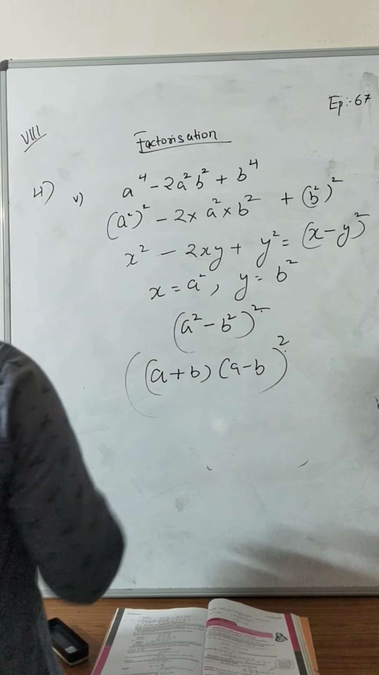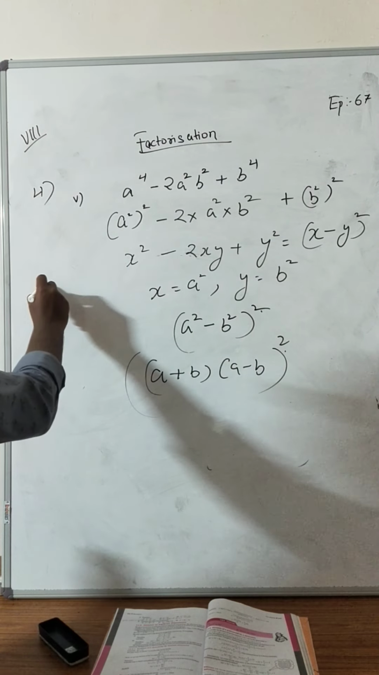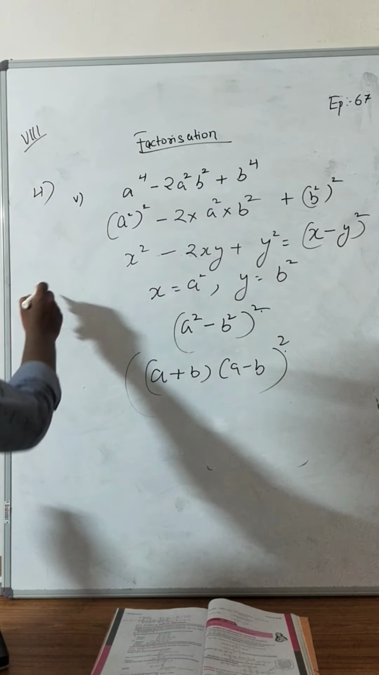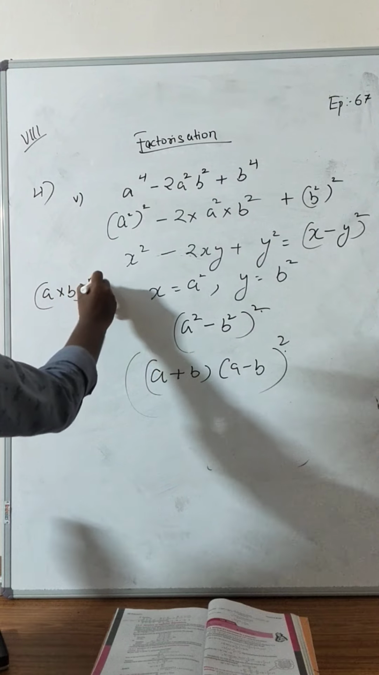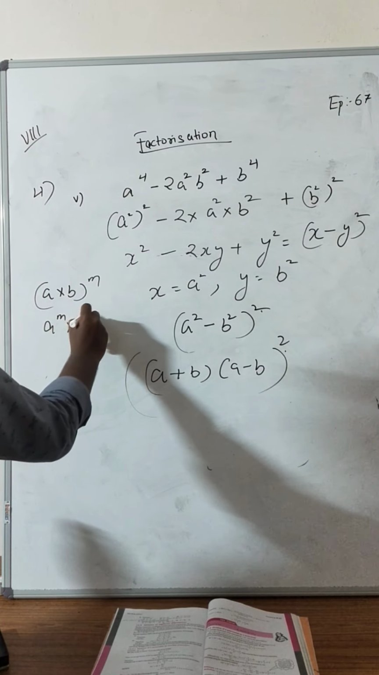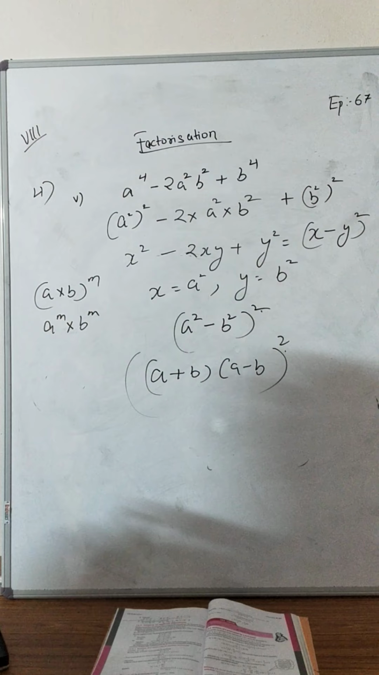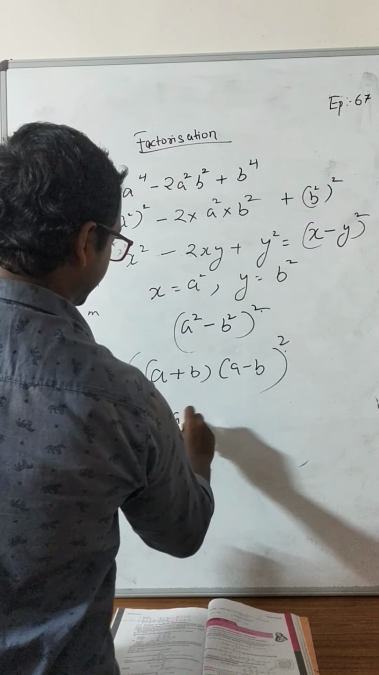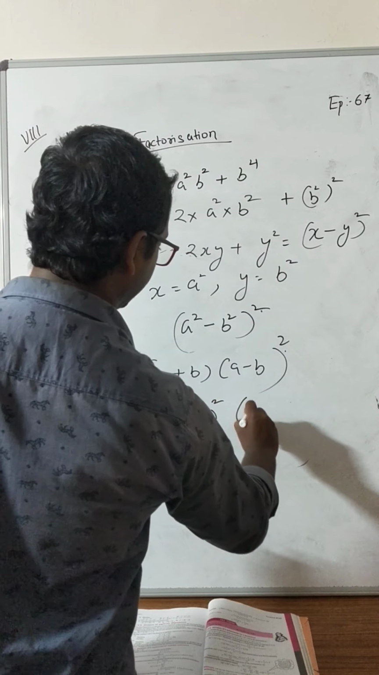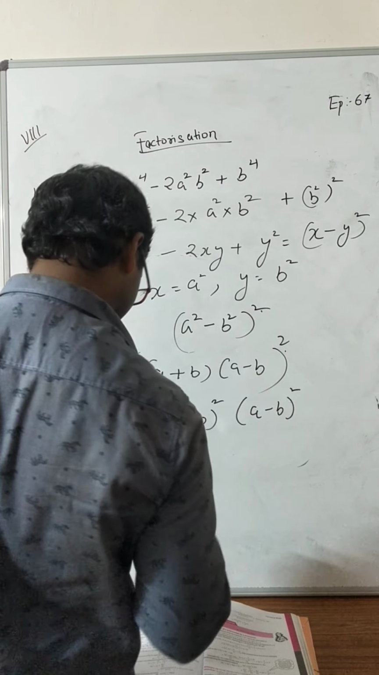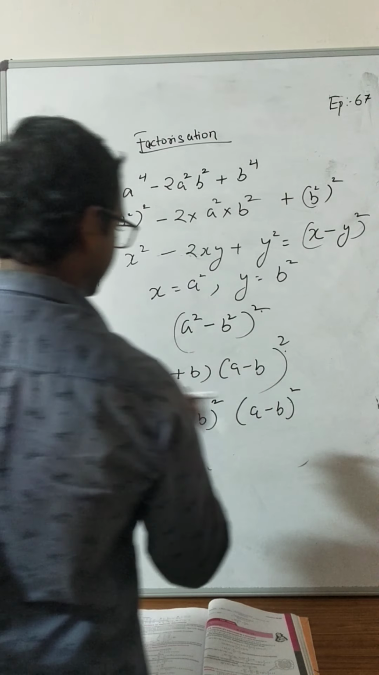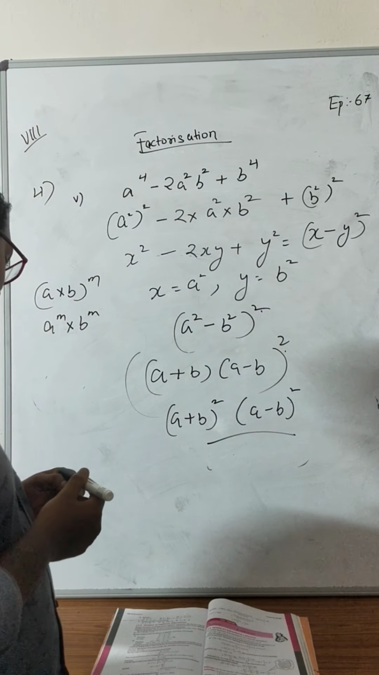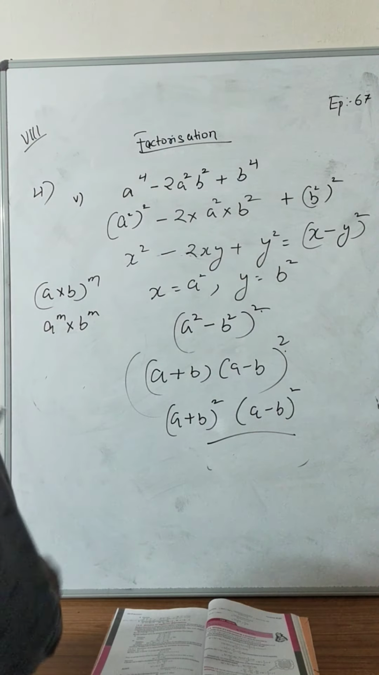Now again, we know that a into b whole power m is actually equal to a power m into b power m. So the same identity we will apply here, which we have studied in the chapter exponents. So we will get here a plus b power 2 and a minus b power 2. So this is our final answer. So the first, second and third are homework for you from the fourth question.